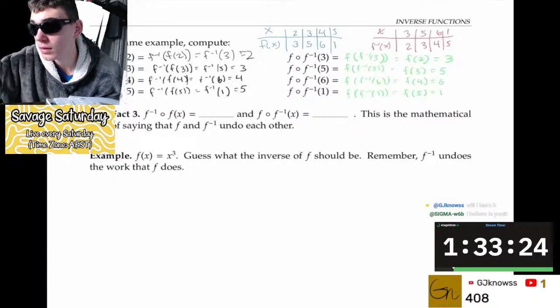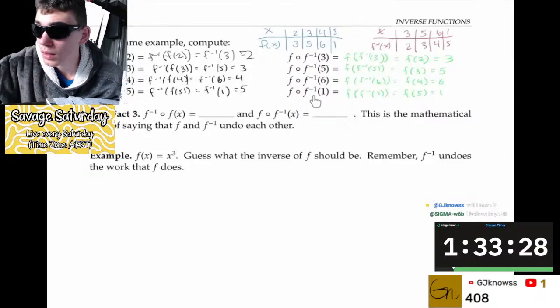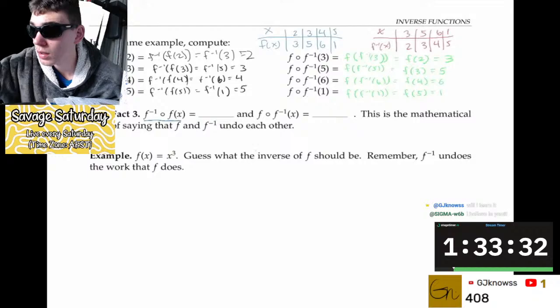You should have found that in every case, if you take f inverse of f of a number, you get back to the very same number you started with. And similarly, if you take f of f inverse of any number, you get back to the same number you started with. So in general, f inverse of f of x is equal to x, and f of f inverse of x is also equal to x. This is the mathematical way of saying that f and f inverse undo each other.